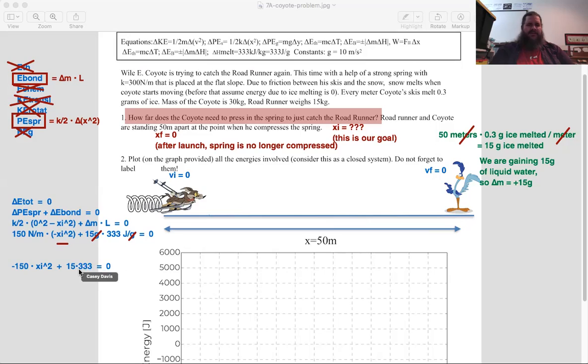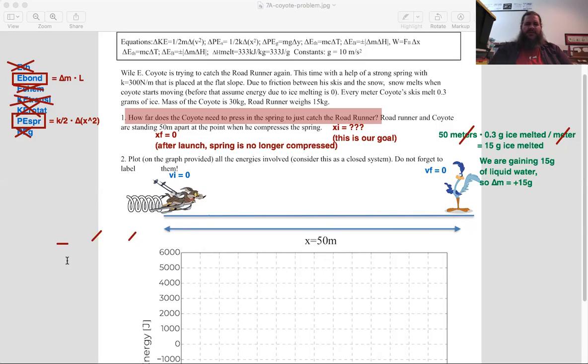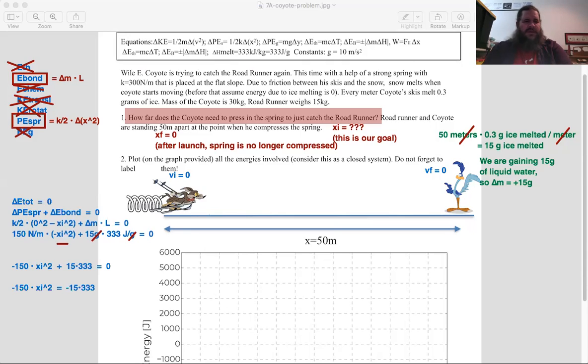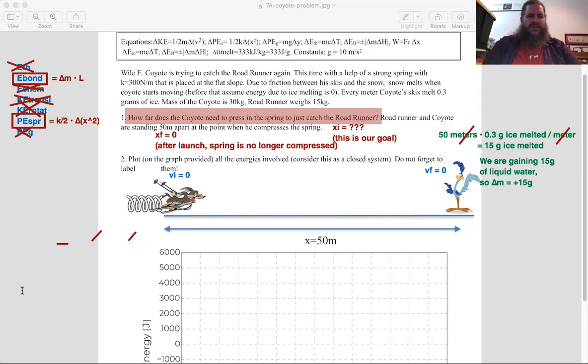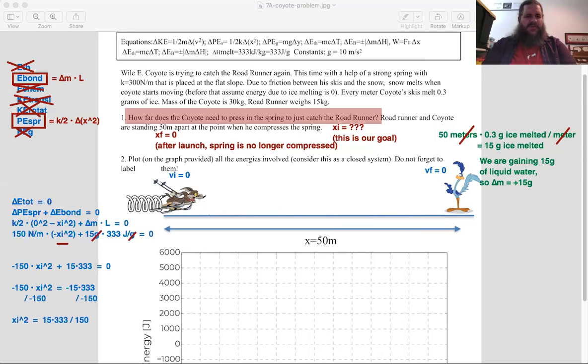Yeah, let's say subtract the 15 times 333. And you don't even have to multiply those together yet. You could just leave it as 15 times 333. So negative 150 times x initial squared equals negative 15 times 333. And then what? Right, then divide by negative 150. So x initial squared equals, the negatives cancel out. We get 15 times 333 over 150.